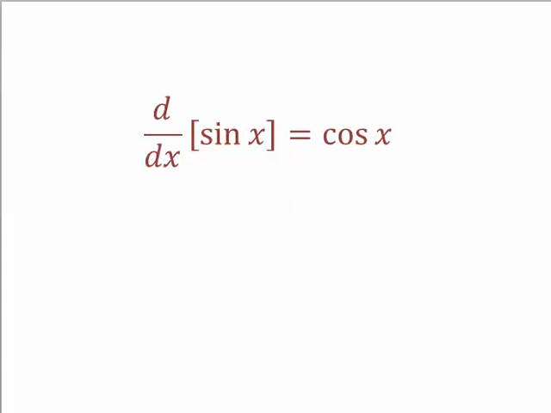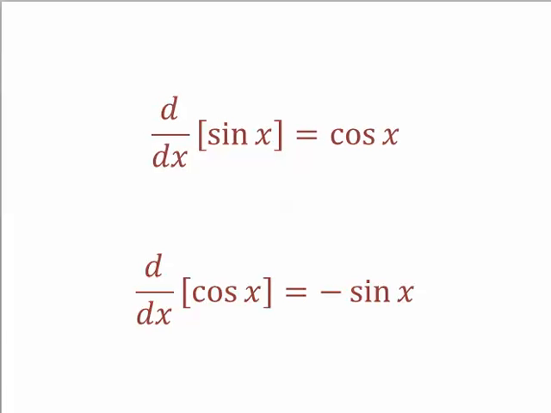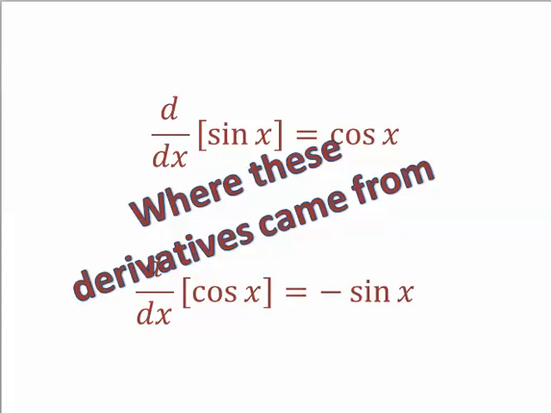There's another rule similar to that. The derivative of cosine, well, it's not sine, but it's negative sine. So the derivative of sine is cosine. The derivative of cosine is negative sine. Now, where do these rules come from?